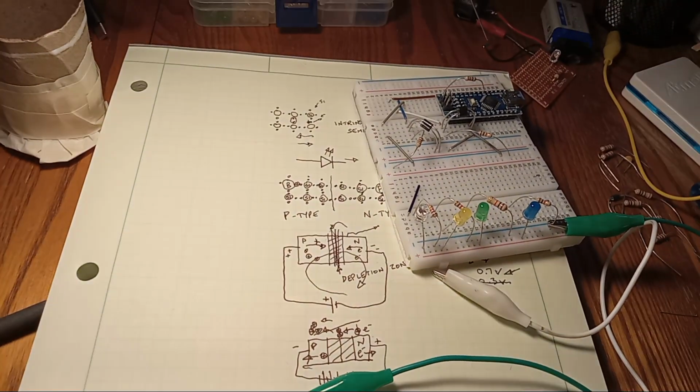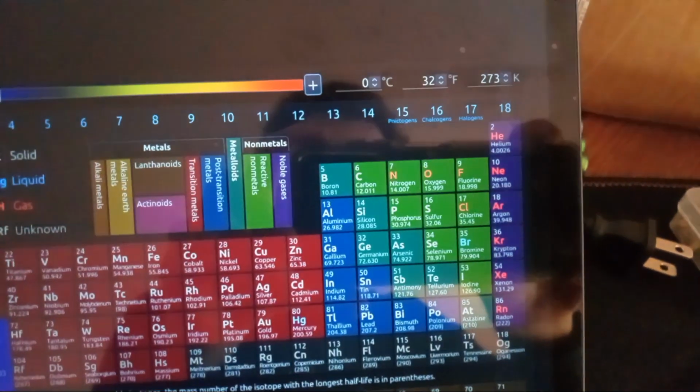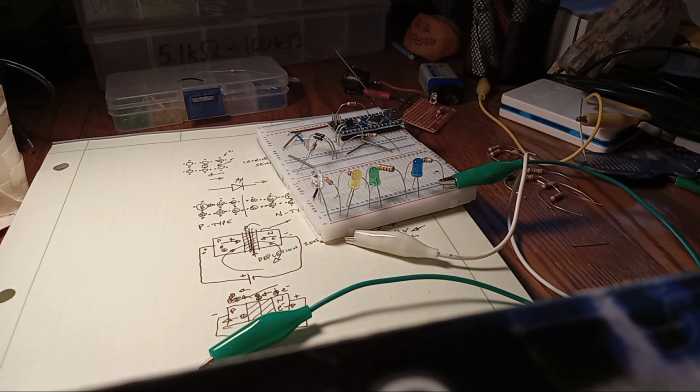Last time we talked about the p-n junction and how it comes from the periodic table of the elements. Look at them, all periodic. So I had constructed this experiment where we'd be lighting up a variety of LEDs and then measuring their forward voltage drops.